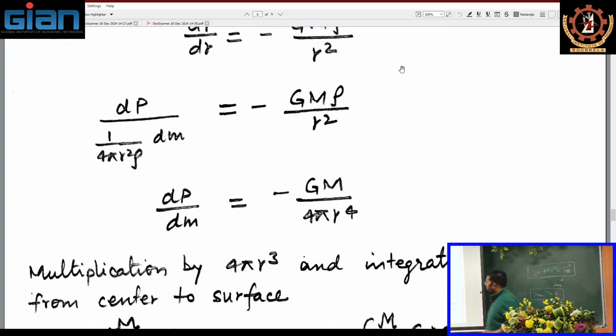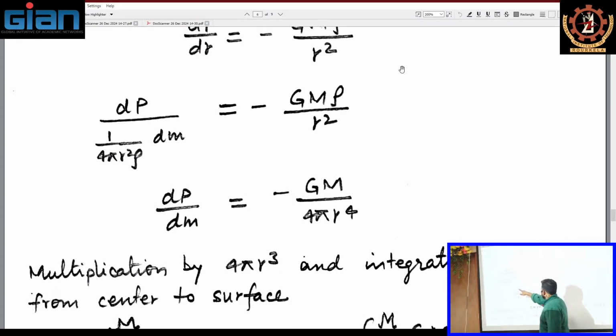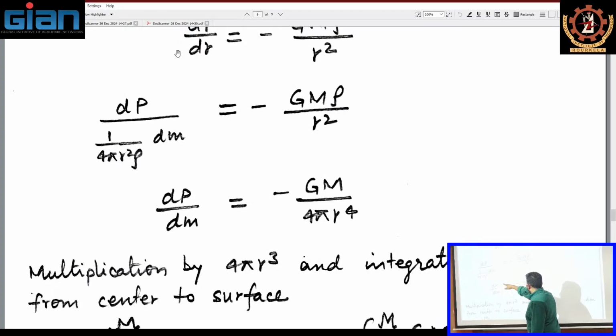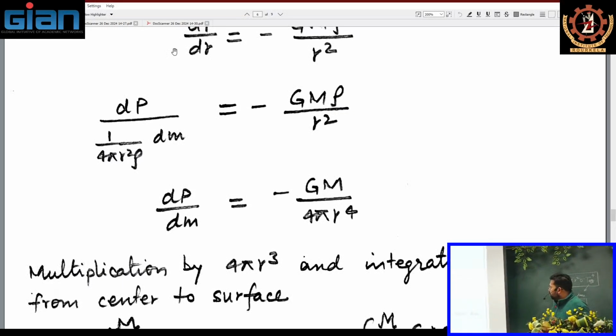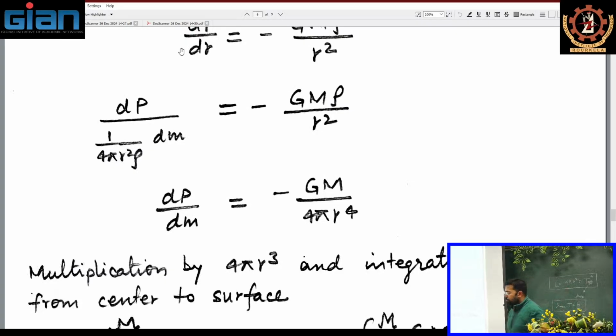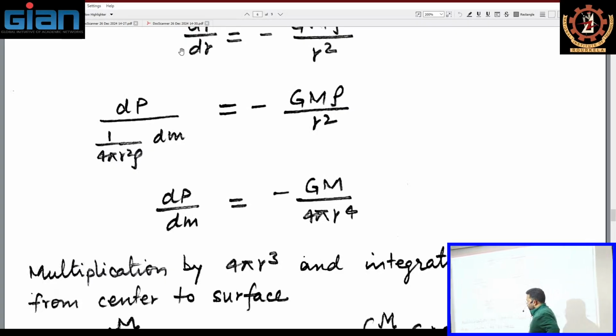Now if you look at this, we have 4 pi r square, and we also have r square here, so since it is 1 divided by 4 pi r square, this is going to be r to the power 4, and you have a 4 pi factor here. The density terms are going to cancel each other because you already have one density here. So basically dp by dm is equal to minus G m divided by 4 pi r to the power 4. This equation you have already seen. Here the hydrostatic equilibrium equation has been written with mass as the independent coordinate.